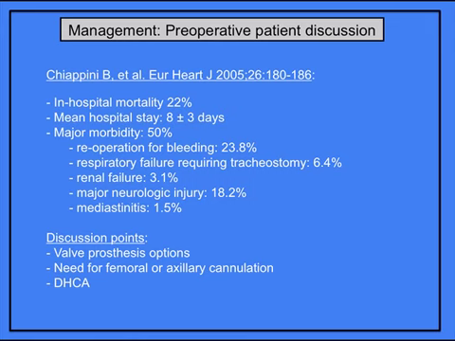Managing expectations is an important component of the preoperative discussion with patients. While operative intervention is justified based on improved survival, major complications approach 50%. This slide lists the experience of Chiappini and colleagues reporting on almost 500 consecutive patients treated over 3 decades for acute type A aortic dissections, and presents some common complications.